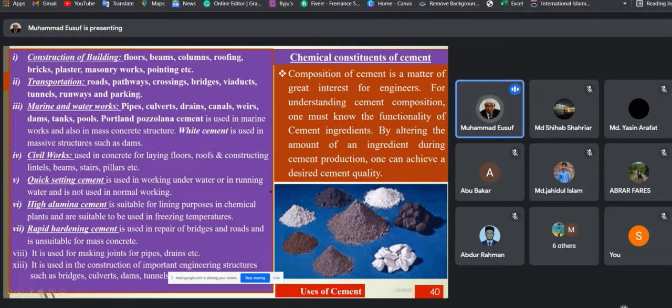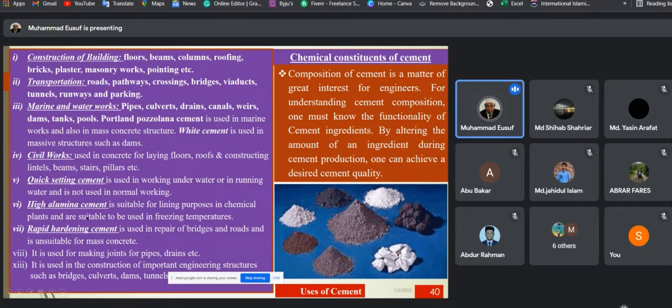Or in running water, during irrigation, if we need to make concrete pipes, there too we use quick setting cement. Or in the normal working time, say during the rainy season, if we want to construct, at that time we use quick setting cement.